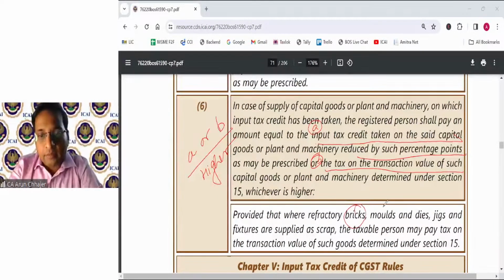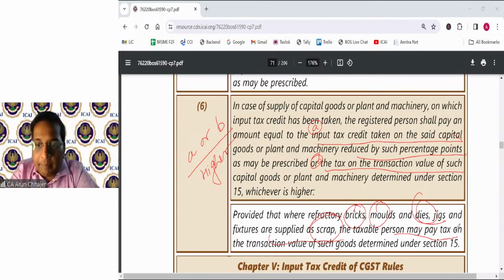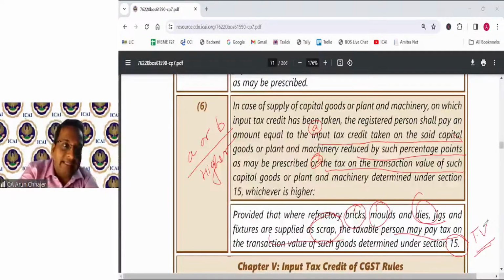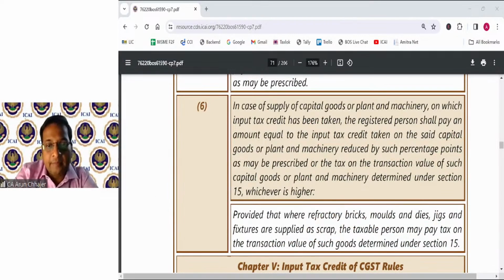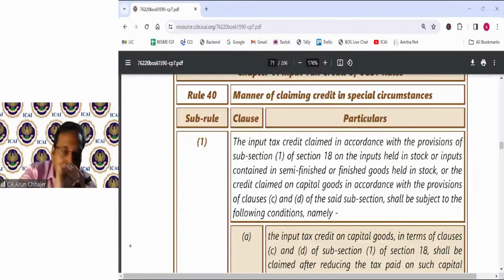In case of bricks, molds, dies, jigs, fixtures, which are supplied as scrap, the taxable person may opt to pay the tax as per section 15. It means transaction value. He is not required to compare the ITC. So this part is complete. Now we will move to the rule. But before that, let's take a break of 15 minutes and we will resume at 7:35.